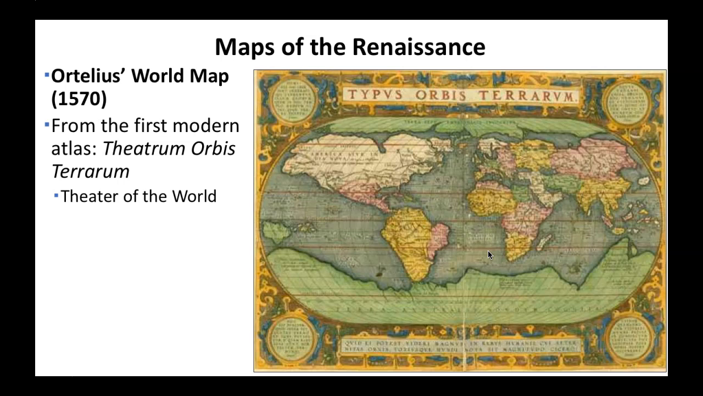Another important map of the Renaissance was Ortelius's world map, and it appeared in the first modern atlas, the Theatrum Orbis Terrarum, which was the theater of the world. And this was a map that began to disseminate knowledge of the world at that point, as also described by territories. So what we can see in the Ortelius world map is color-coded territories that are labeled as kingdoms, for example, or empires as well.